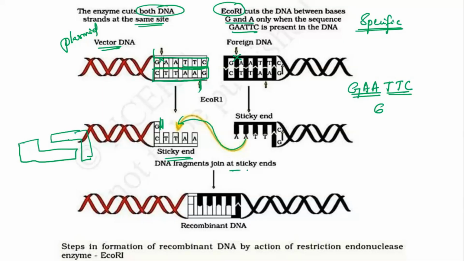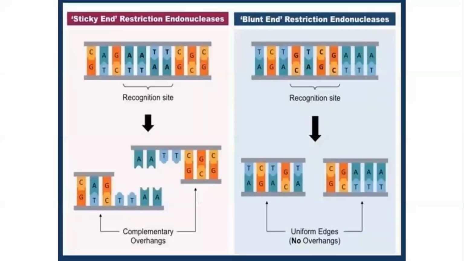DNA fragments join at the sticky end. So here we have the recombinant DNA. Understood by this diagram? It is easy, right? Now, we just learned the terms sticky end and restriction endonucleases. Sticky ends are compatible with each other, just like a lock and key. They fit exactly together.